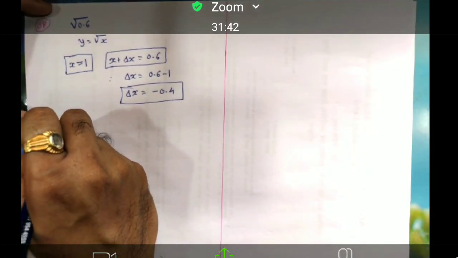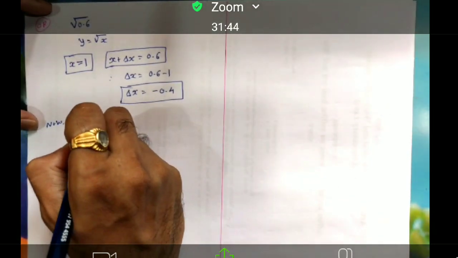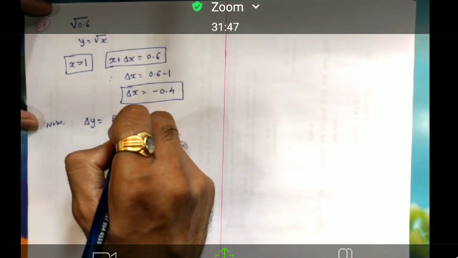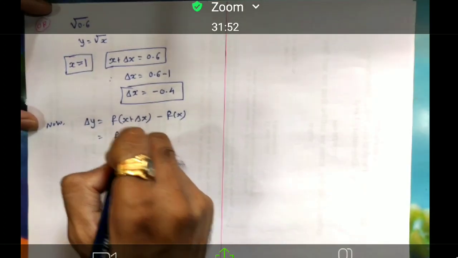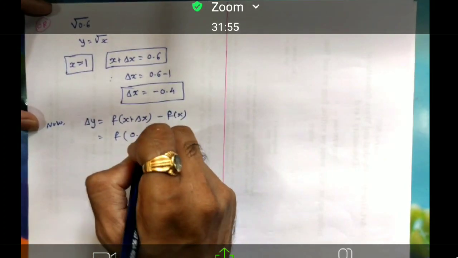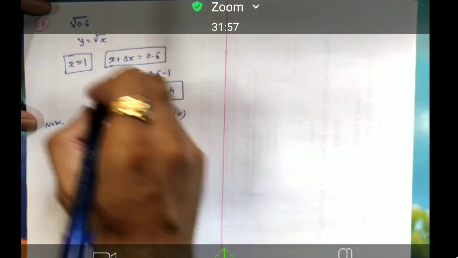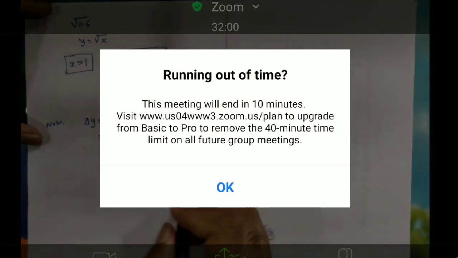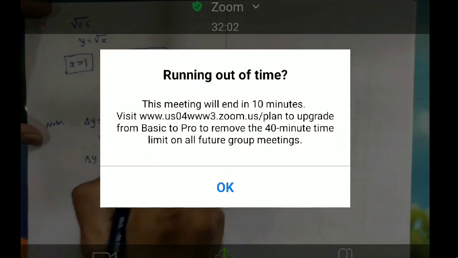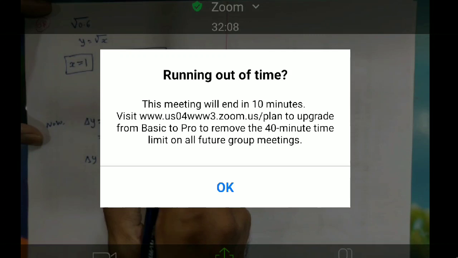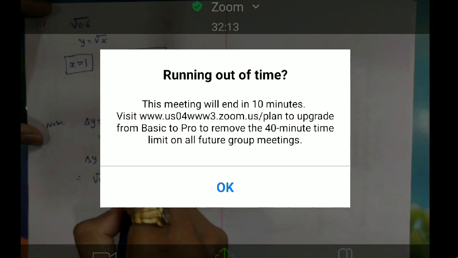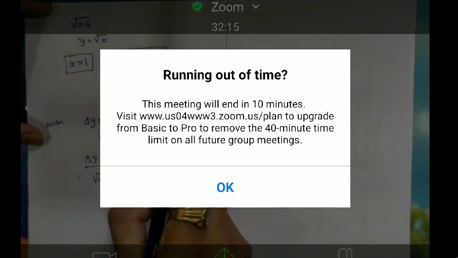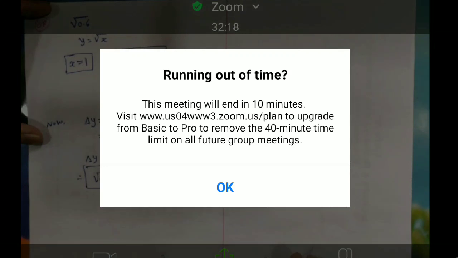Now the next step is to find the value of delta y. So delta y is f of x plus delta x minus f of x. So f of x plus delta x, which is 0.6, minus f of x, perfect x, which is 1. So delta y is f of 0.6, the square root of 0.6, minus f of 1, square root of 1, which is 1, and therefore we can write square root of 0.6 as delta y plus 1. Done.